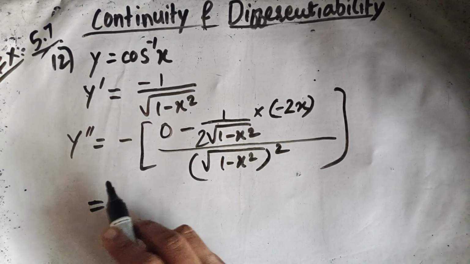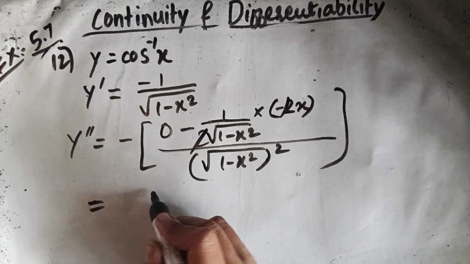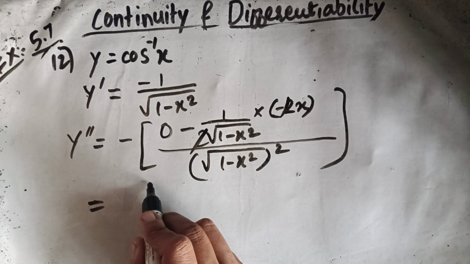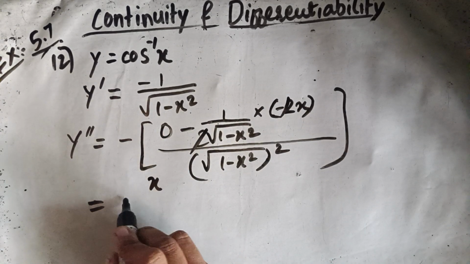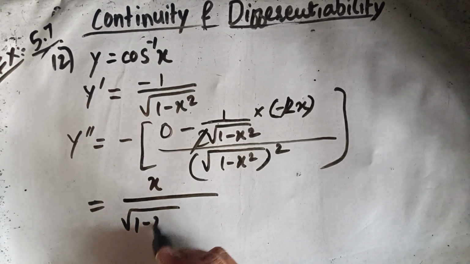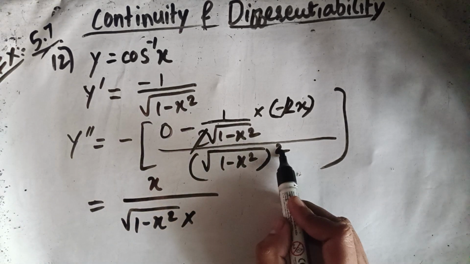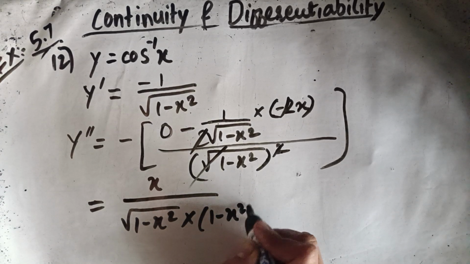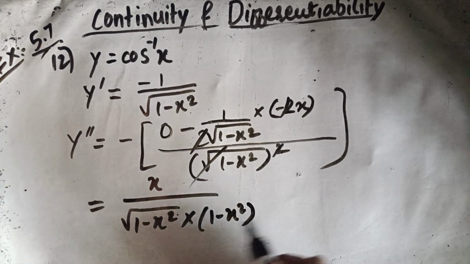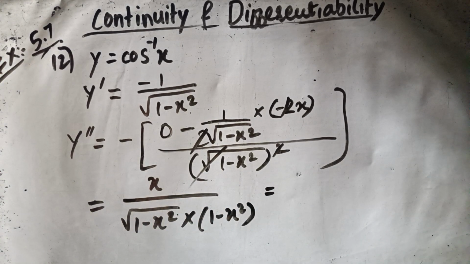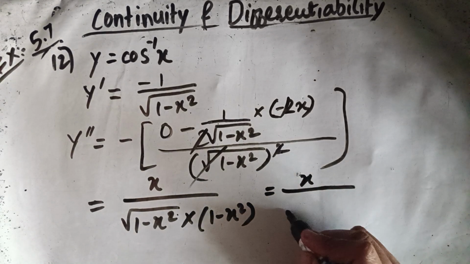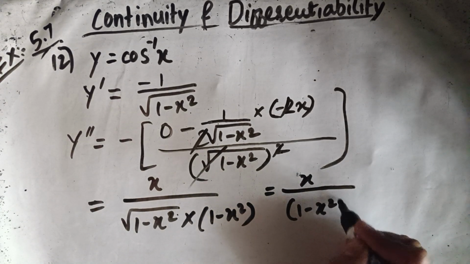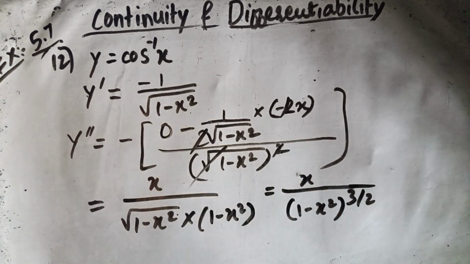So minus minus plus, 2 gets cancelled. Into this, root and square gets cancelled. So we'll get here 1 minus x square raised to half and this is 1. So 1 plus half is 3 by 2.